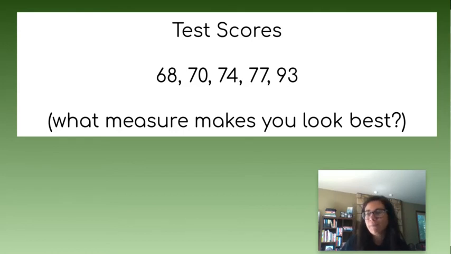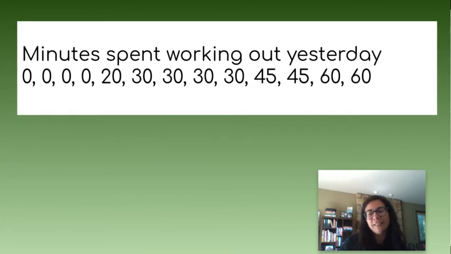And the reason for that is because you have this outlier, and the outlier skewed the mean just a little bit higher. And the median is still 74 because it's resistant to outliers.